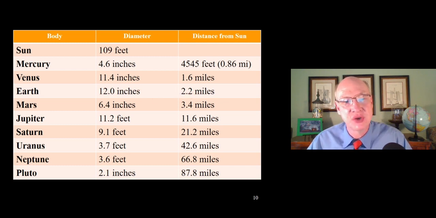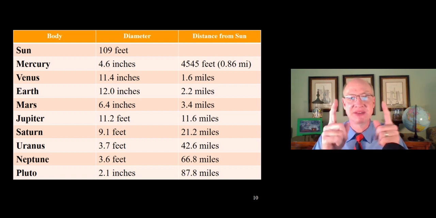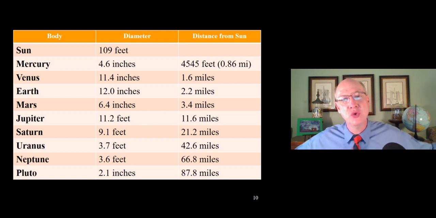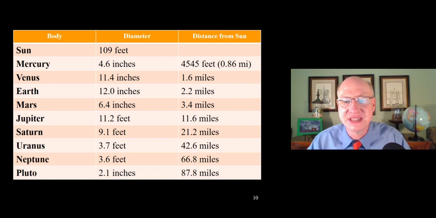Other planets, you can see that Venus is almost the same size as the Earth, just a little bit smaller. It's about 1.5 miles from the sun. Mercury is a little bit less than 5 inches across. It's a little bit less than a mile from the sun. Mars is 6 inches across, and it's about 3.5 miles from the sun. Jupiter is huge. It's over 11 feet across, and it's also about 11 miles from the sun. Saturn is a little smaller than Jupiter at 21 miles from the sun. Uranus is about 40 miles from the sun.